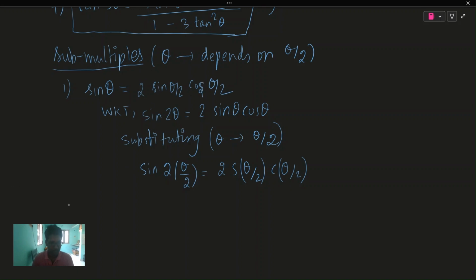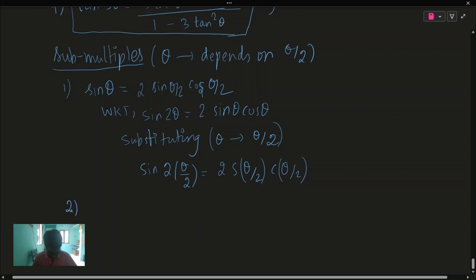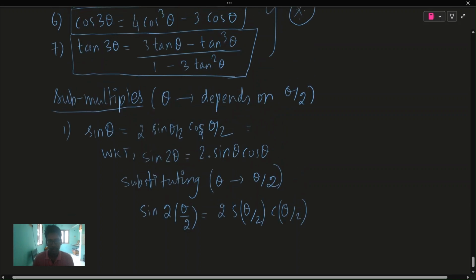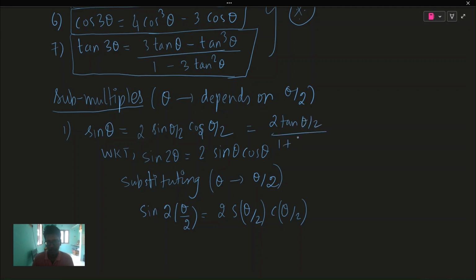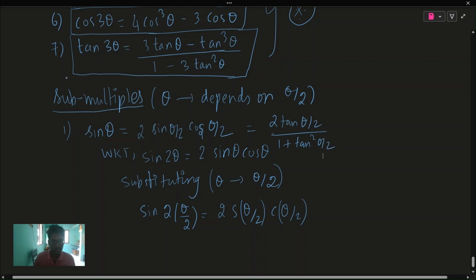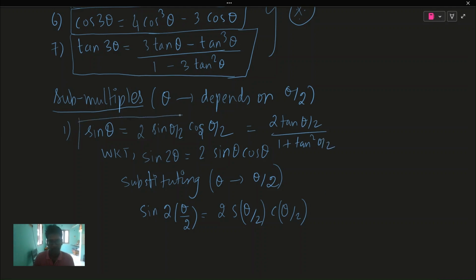That's the thing. Same way, you can substitute in all the identities. Sine theta is also 2 tan theta by 2 divided by 1 plus tan square theta by 2. So this is also one more identity.